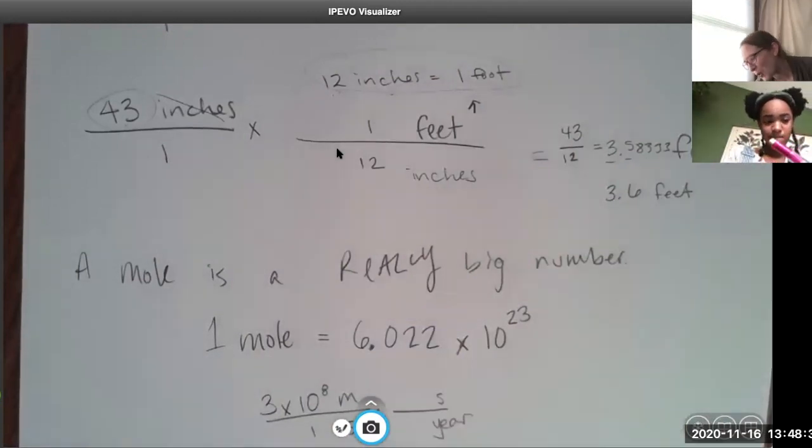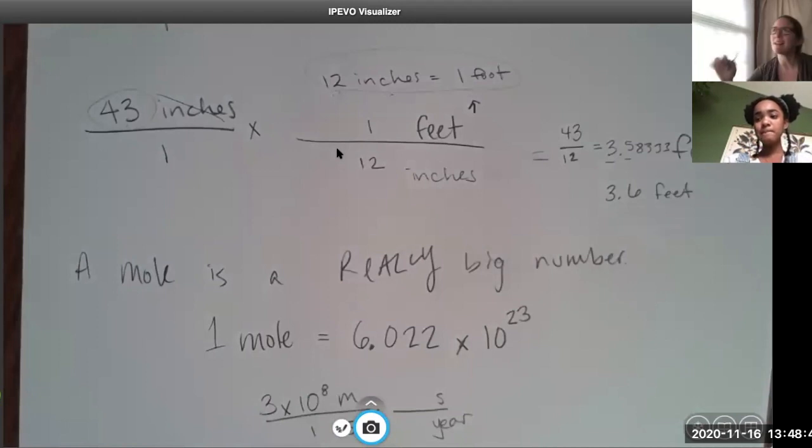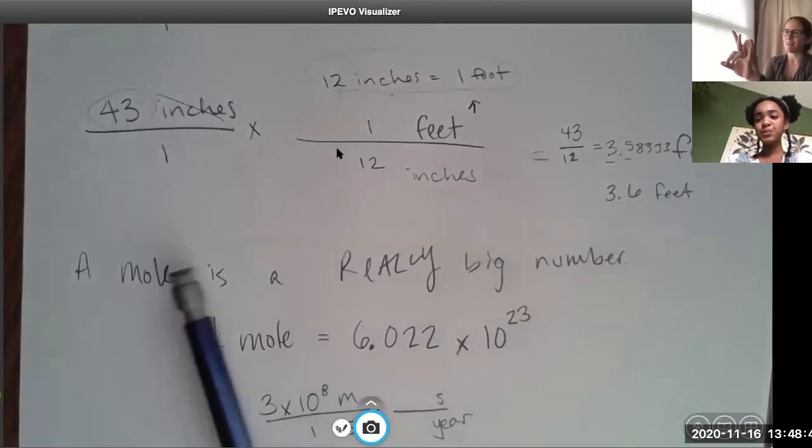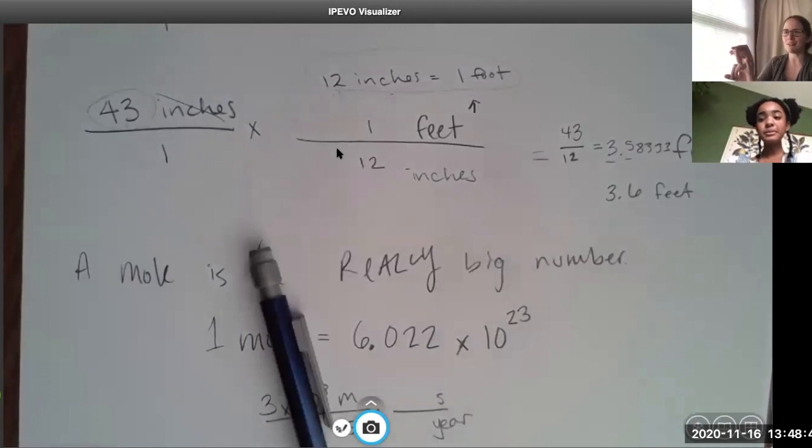It's so hard to imagine how big a mole is. It's also hard to imagine how small an atom is. Yes, in comparison. Definitely. That's very interesting.